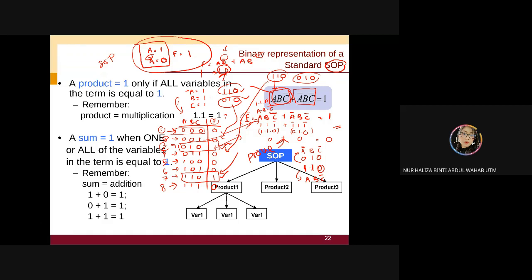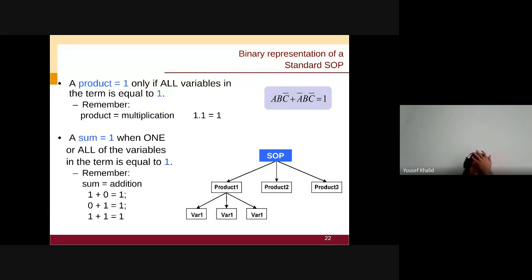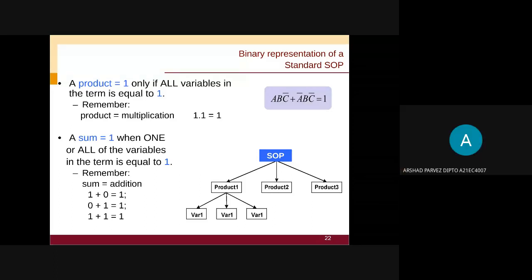So any question? Clear or not? I will just show you one by one. Clear, clear, doctor. Clear, doctor.